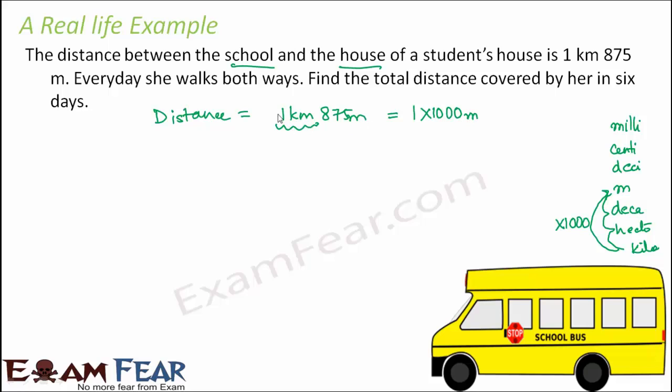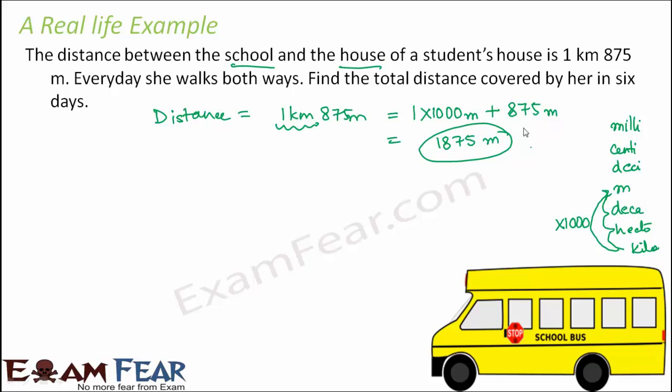So that is the conversion of 1 kilometer. Plus you also have this 875 meters. So this 875 meters will get added to this. So 1000 meters plus 875 meters would be 1875 meters. So this would be the distance between the house and the school in meters. So now we have the entire distance in meters.